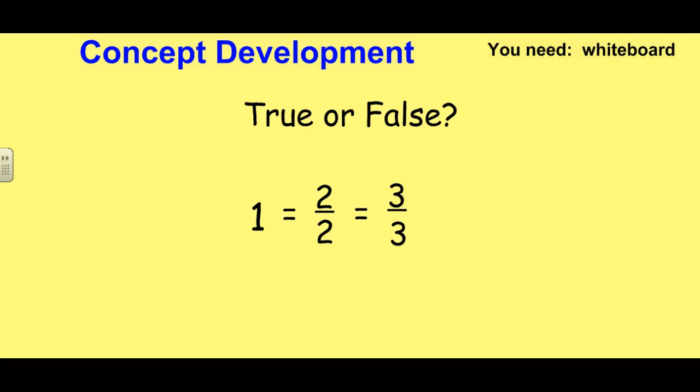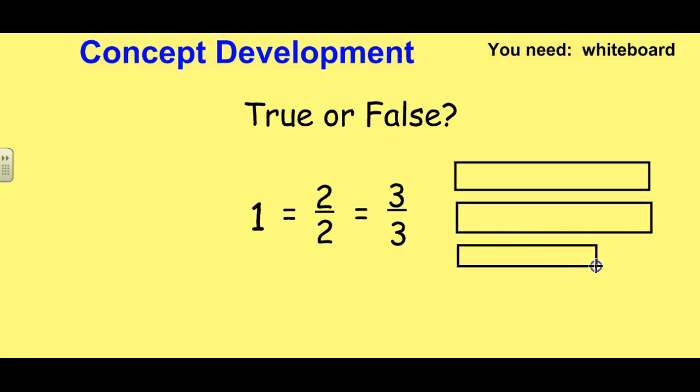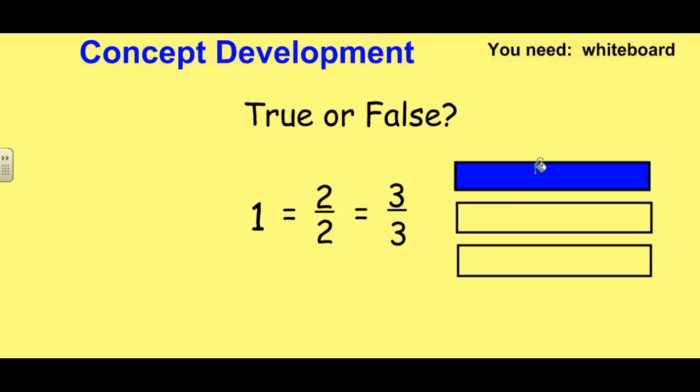So what I want you to do real fast is I want you to draw 3 rectangles. They don't have to be huge. They don't have to take up a lot of space. But I do want 3 rectangles all the same size. And we're going to use this model to explain how this is actually true. When I have one whole, I don't have any parts. I don't have a denominator, I just have the number 1. So I'm going to shade in one whole rectangle because that's what this 1 stands for.